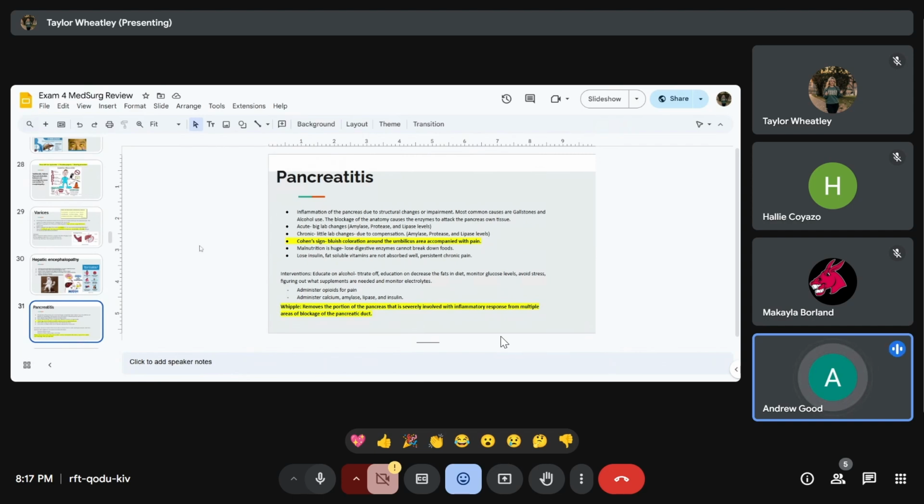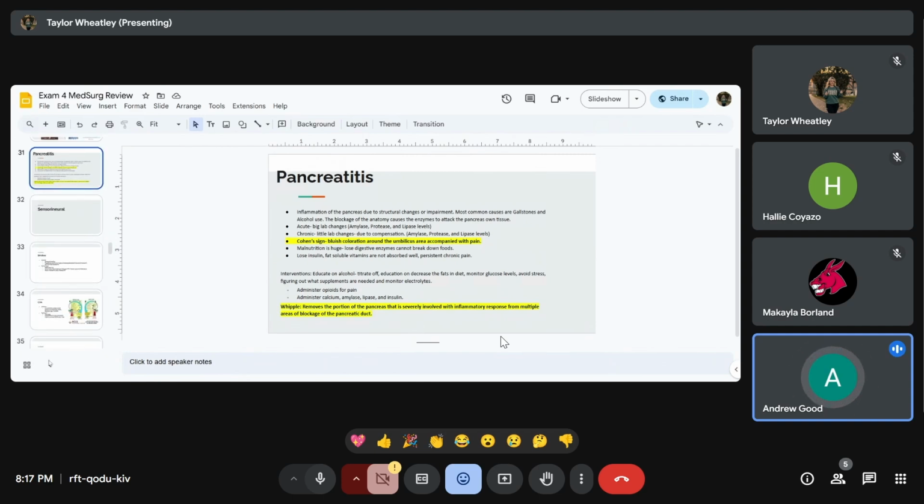Interventions: educate on alcohol, like getting off of alcohol and alcohol cessation. Decrease fats in the diet, monitor glucose levels, avoid stress, monitor those supplements and electrolytes, administer opioids for pain, administer those pancreatic enzymes, so amylase, lipase, and protease, along with insulin.